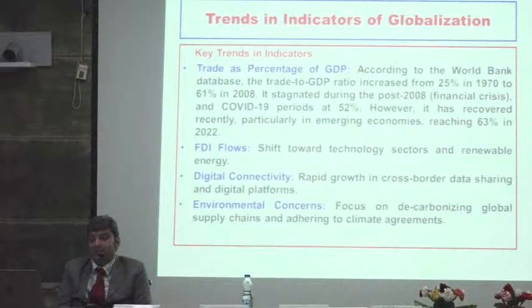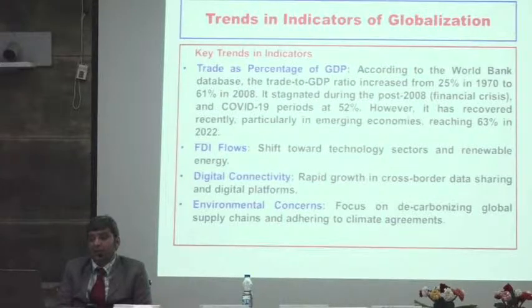Trade as a percentage of GDP. According to the World Bank database, the trade to GDP ratio increased from 25% in 1970 to 61% in 2008. So this ratio is increasing. There is a rising trend. Based on this ratio, we can say that trade as a percentage of GDP is rising, so there is economic globalization. This is for the world as a whole.